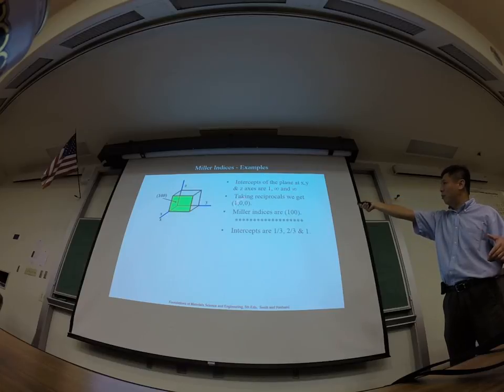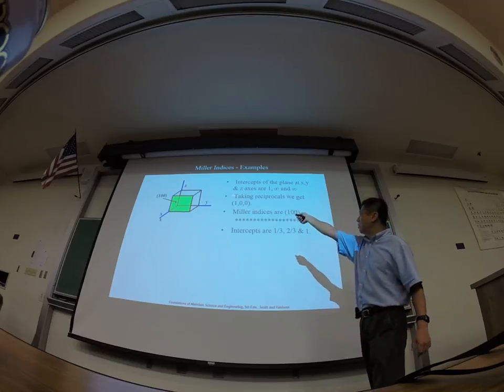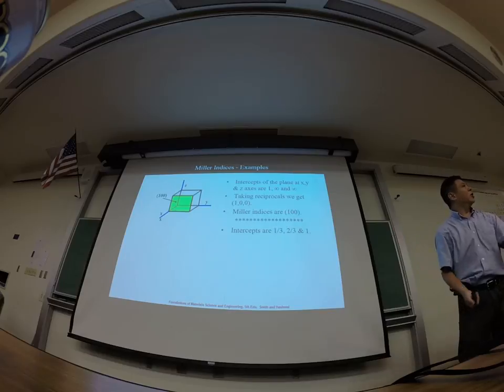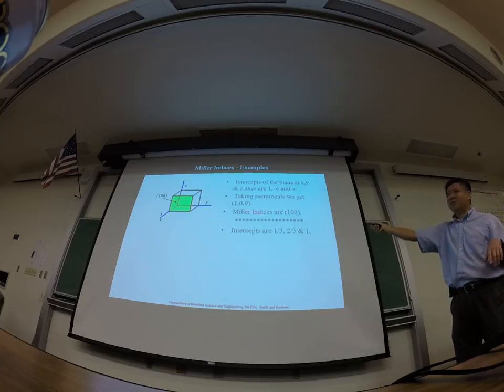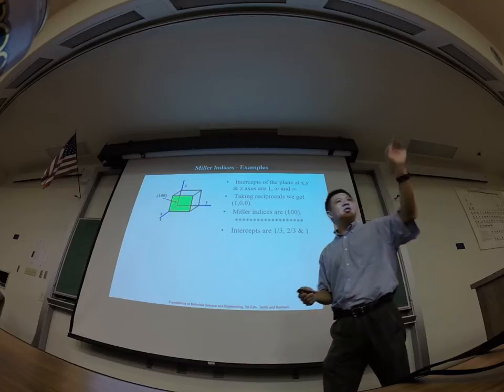Take the reciprocal of these three numbers. The reciprocal of 1, you get 1. The reciprocal of infinity, you get 0. So therefore, the final one you get is 1, 0, 0. Remove the commas and use the parentheses. That means this plane's Miller indices are (1 0 0).